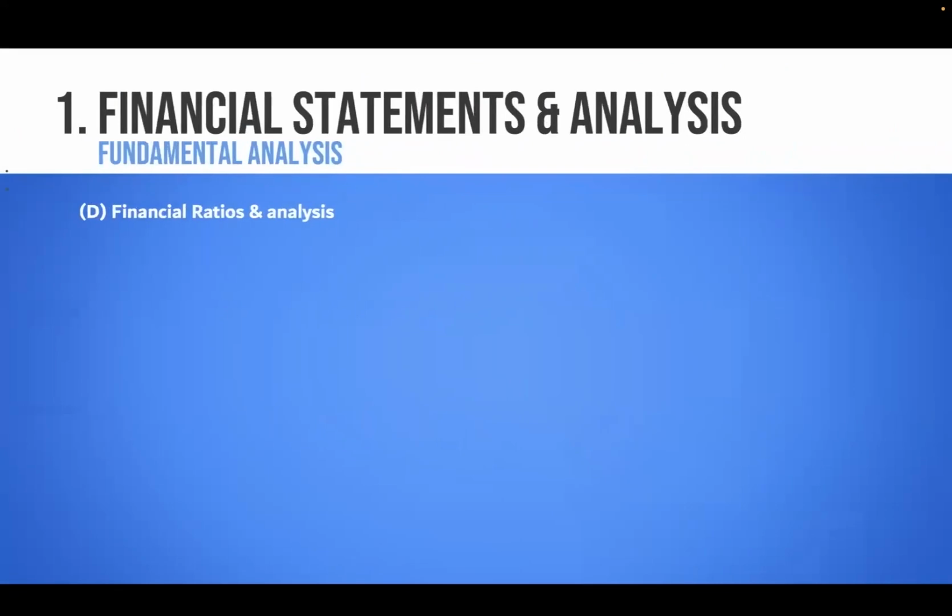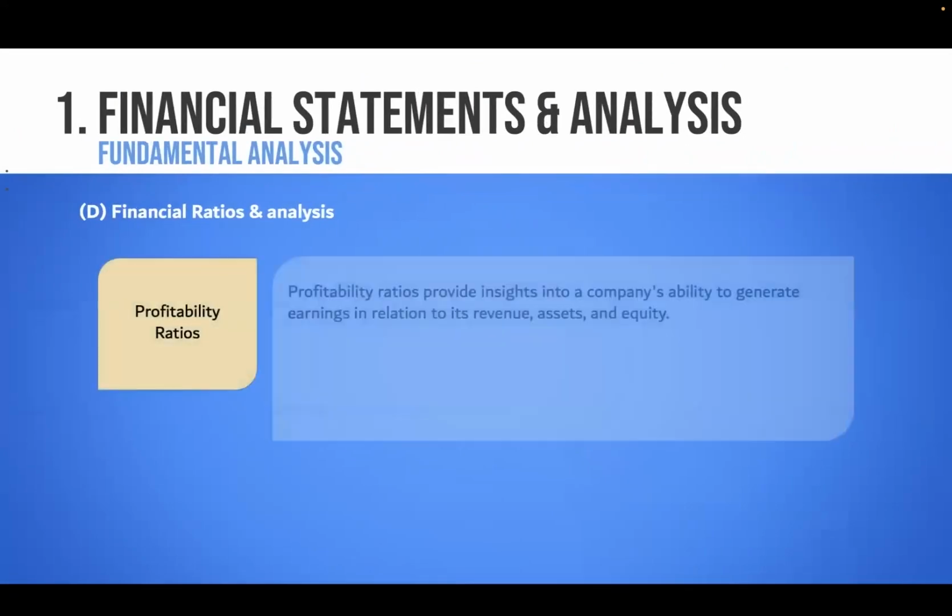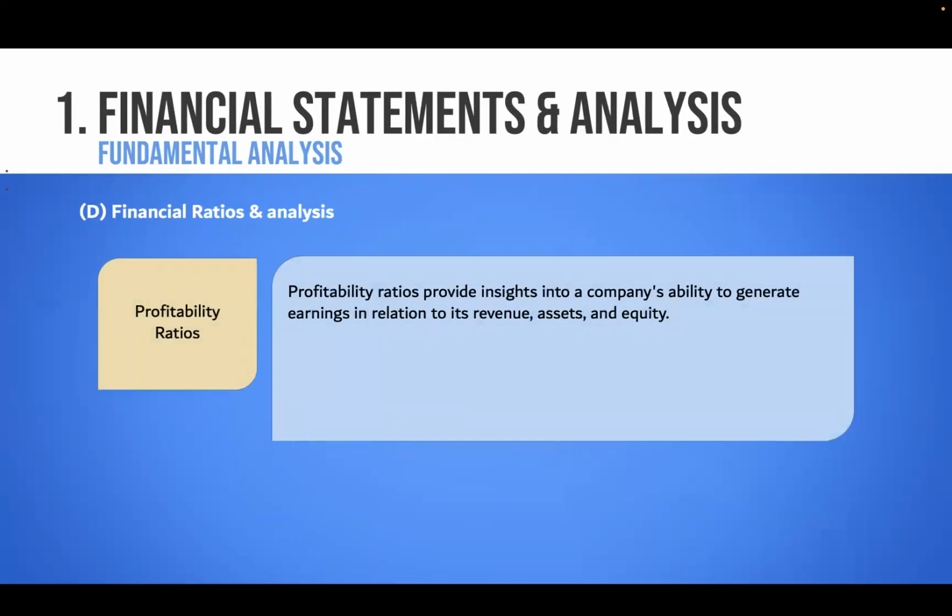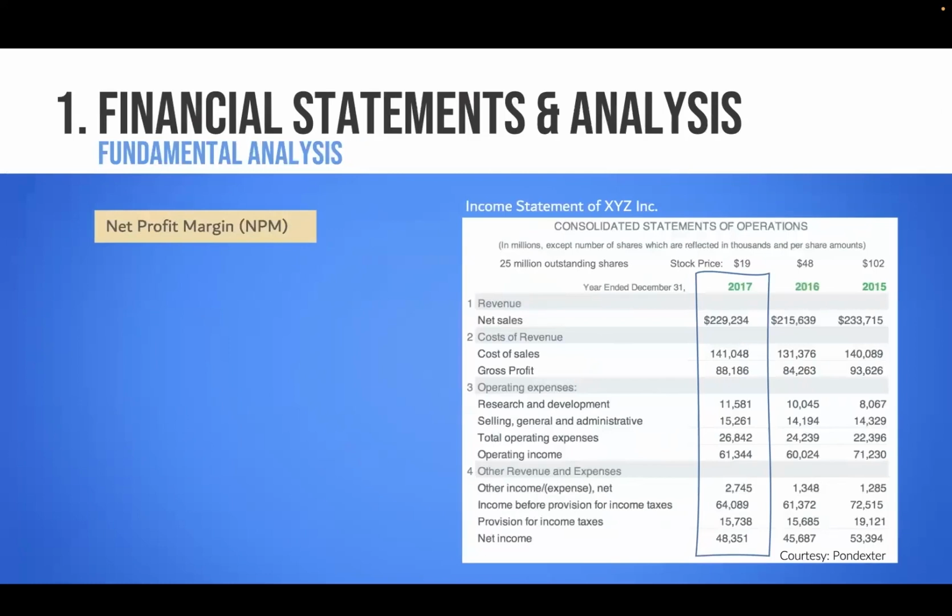So Ankur, you want to talk about profitability ratios? Yeah, so what specifically is a profitability ratio? Profitability ratios basically provide insights into a company's ability to generate earnings through revenue, assets, and equity. And what we're going to discuss in profitability ratios are net profit margin and return on equity. All right. So how are my earnings compared to the revenues I'm getting, compared to the assets I have and the equity I have, right? So let's look at the net profit margin.